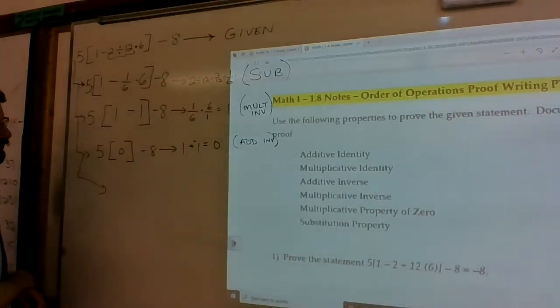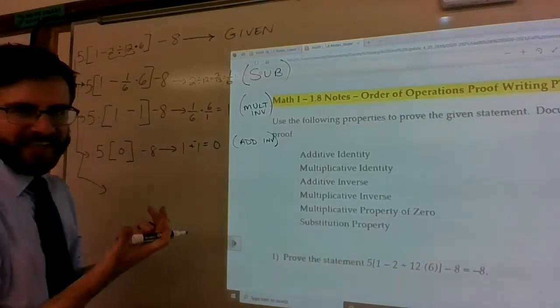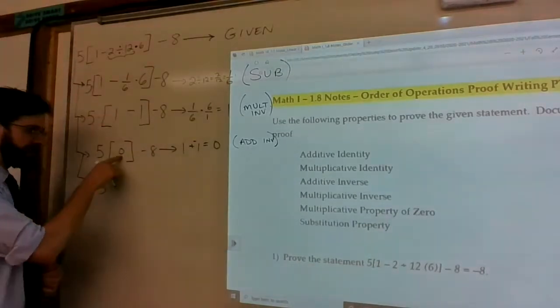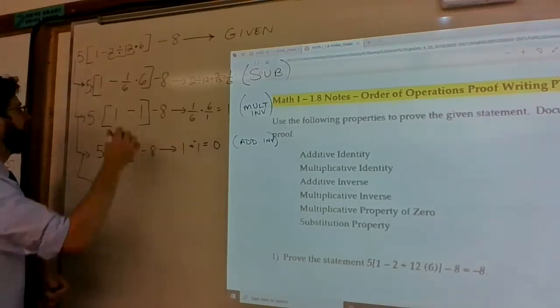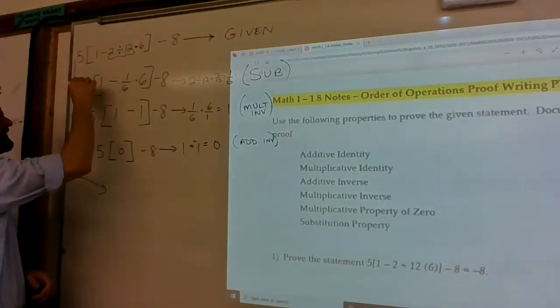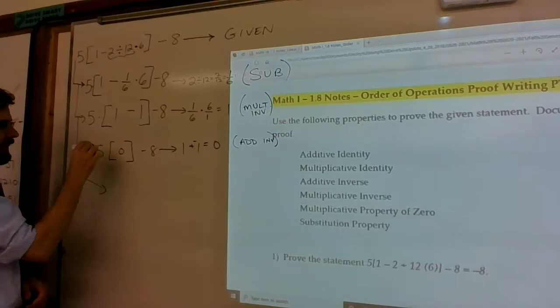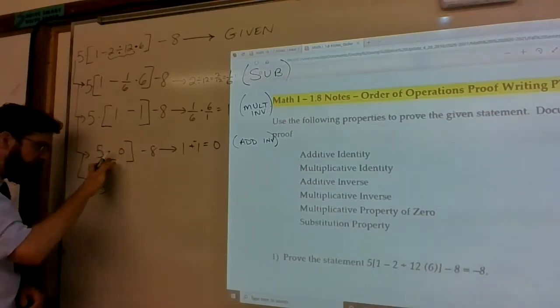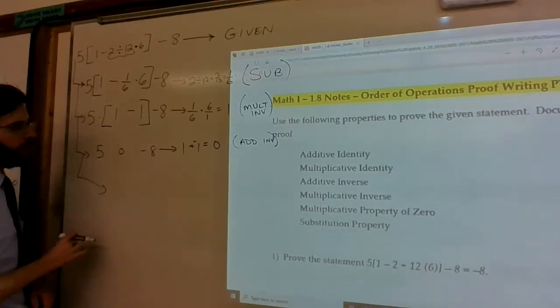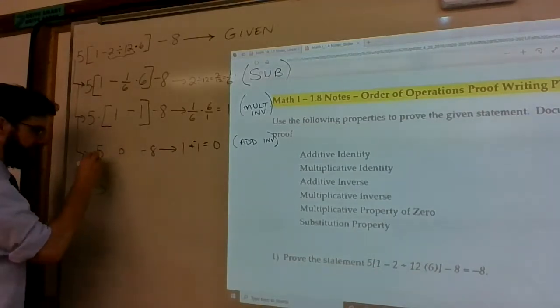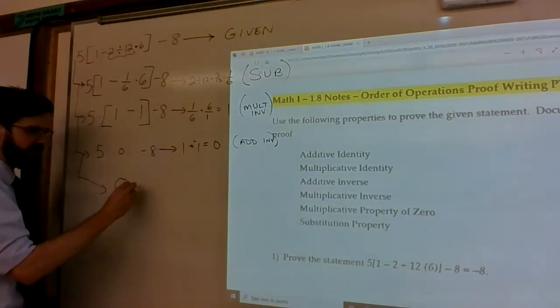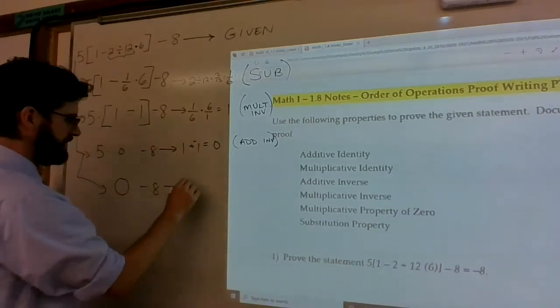And then on this move, really, there's nothing happening inside of the brackets. The brackets are protecting the 0 from what? Nothing, really. It's 5 times the bracket, 5 times 0 minus 8. Multiplication certainly comes before subtraction, so I got to say 5 times 0 is 0, minus 8.